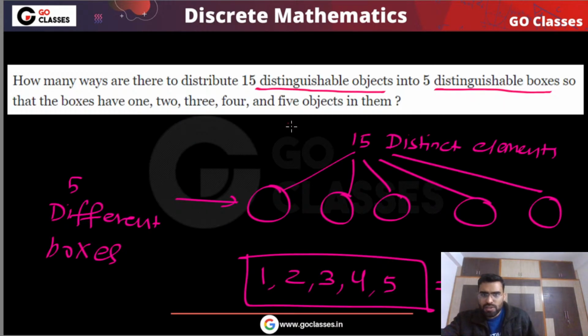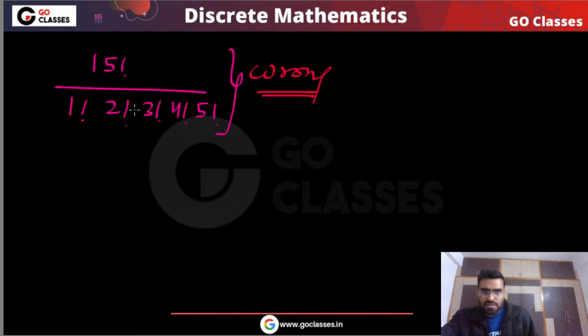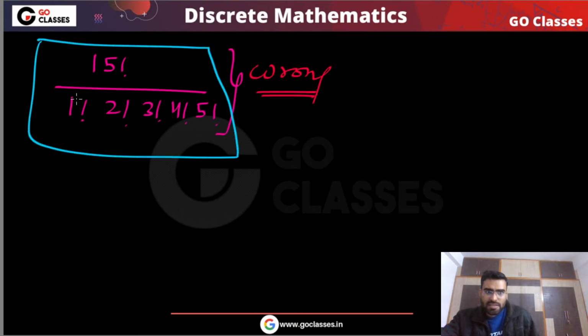Because we don't know in which box, see, boxes are different. For example, this is box A, this is box B, this is box C, this is box D, this is box E. Boxes are different, but we don't know in which box we should put one object. See, this answer is correct for which situation?